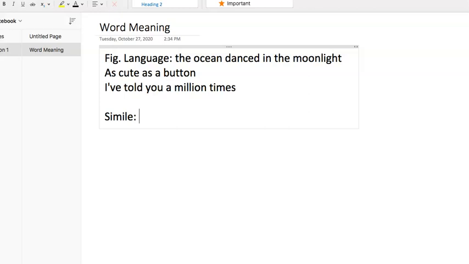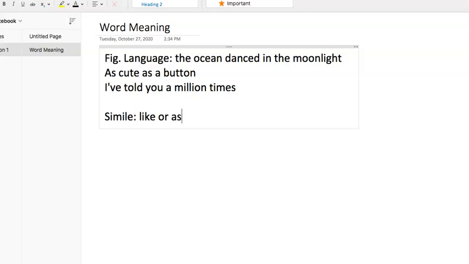simile, and then we're going to do metaphor here in a second. So lots of times people get simile and metaphor confused. Okay, so the key here is that simile uses the word like or as, right? That's what you're going to see. So if you see a comparison, like as cute as a button that we just had up there, that would be an example of a simile. Similes and metaphors are both used for comparison.